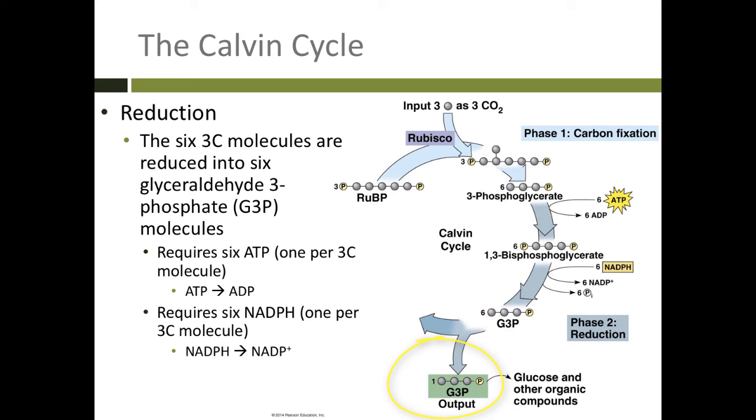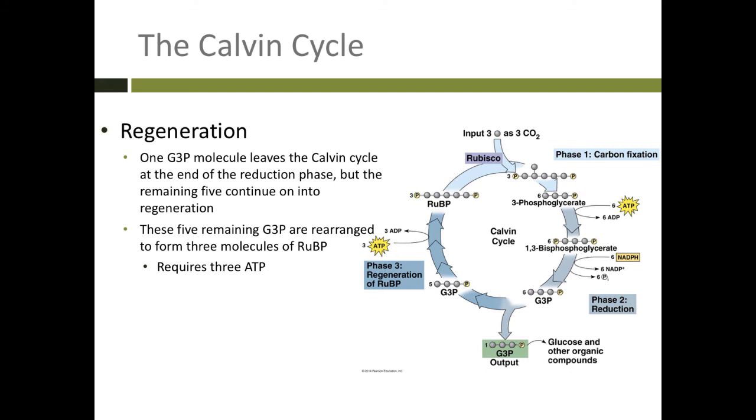Think back to glycolysis. Do you remember G3P? This is the molecule that we got during glycolysis when we first split our glucose molecule in half. It's a 3-carbon sugar. Put 2 of them together, you make glucose. 1 G3P leaves the cycle each turn. The remaining 5 G3P stay and are regenerated to get ready for the next turn of the cycle.